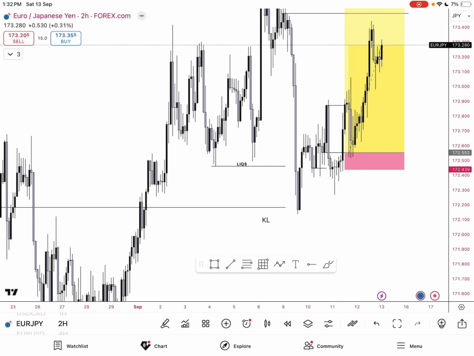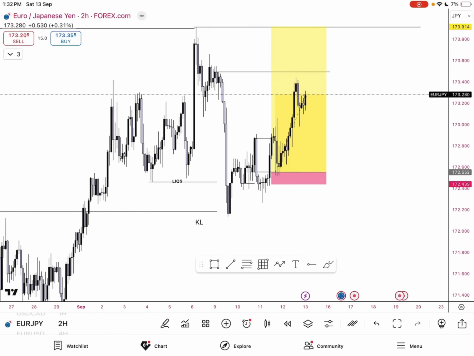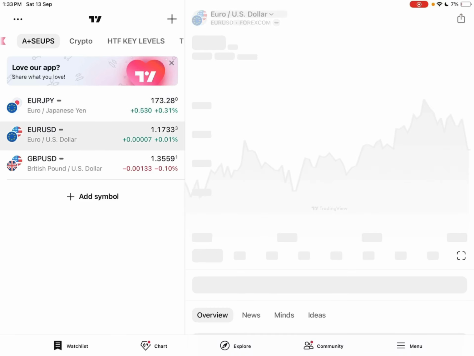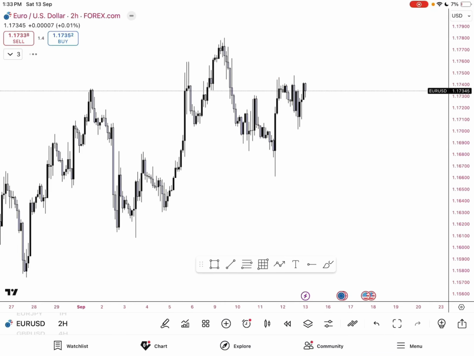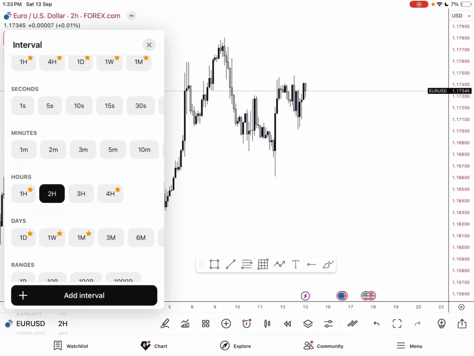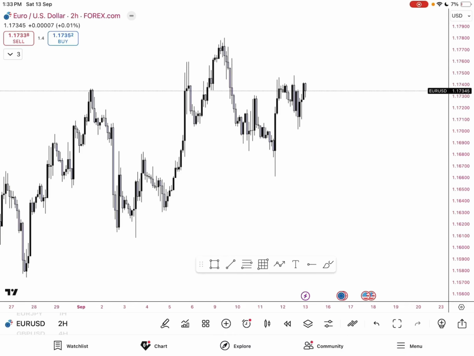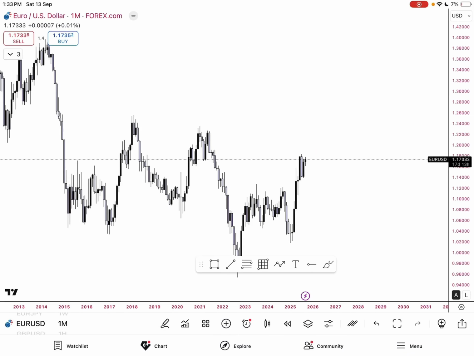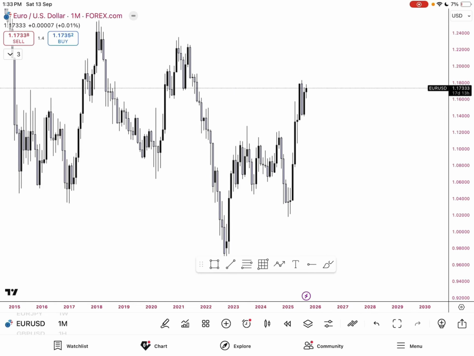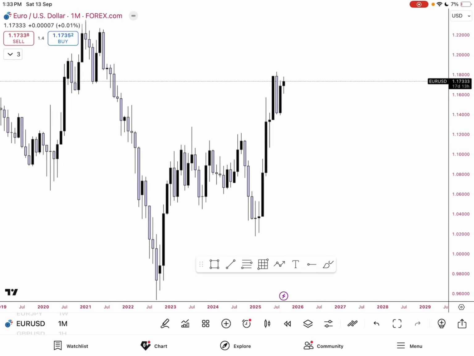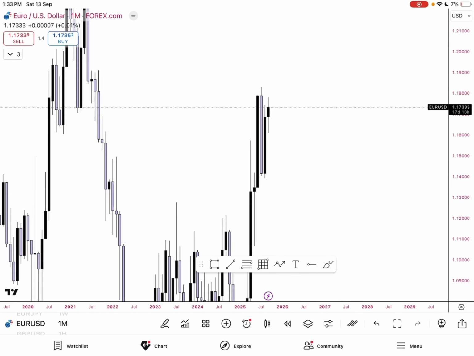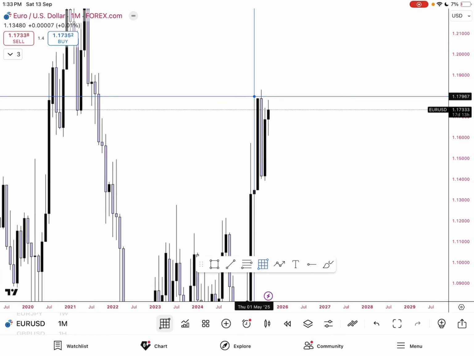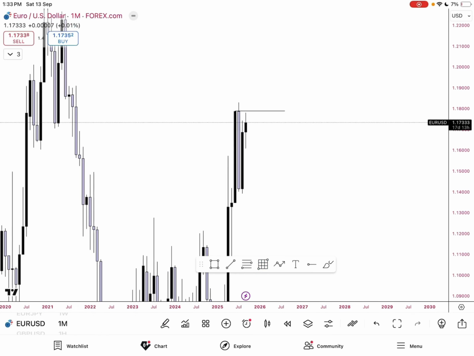Other than that, let me go for another pair, which is Euro USD and GBP USD, which are major pairs. Let me start with Euro USD. In Euro USD, when you go for the higher time frame, in the monthly level, what we have is still our monthly A-shaped key level.